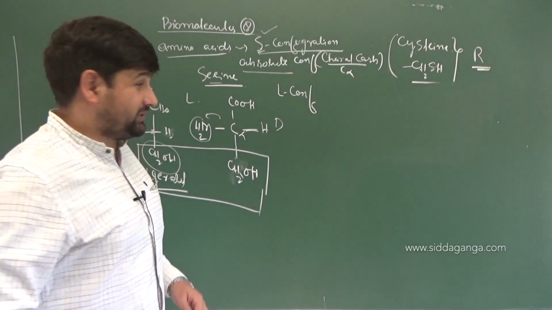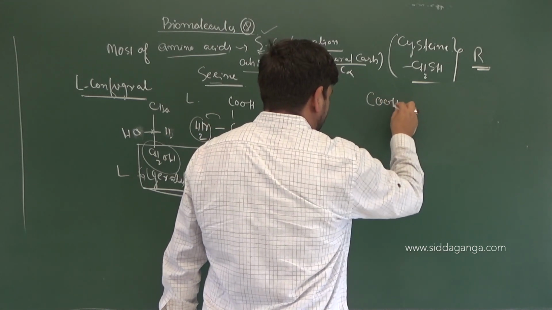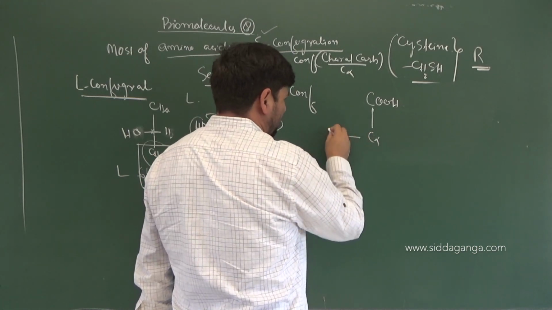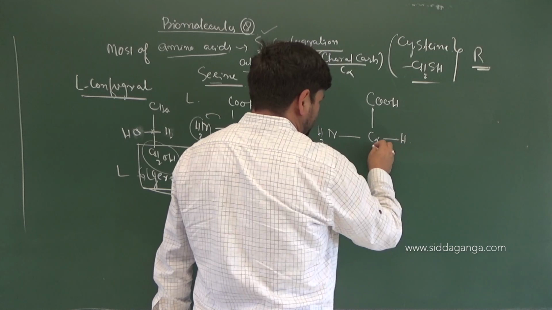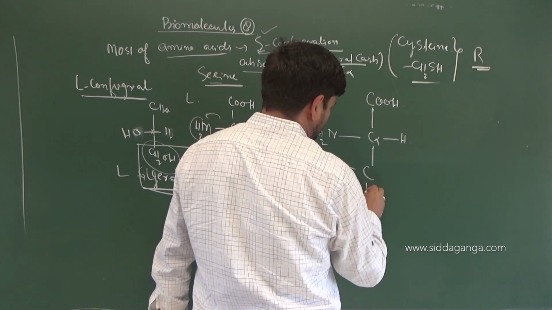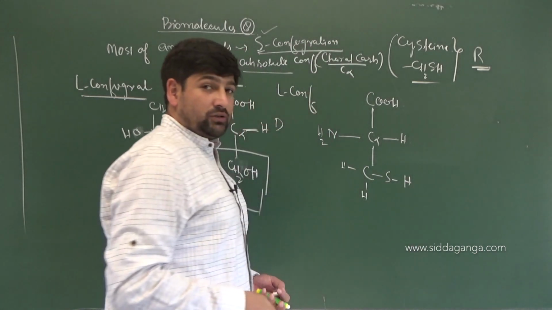And I made it clear yesterday as well. What is the group here? So we have carboxylic acid, correct or not? Technically attached to what? Alpha carbon. Then you have got NH2 group. Then you have attachment of which one? Hydrogen. Then you have side chain, which is CH2SH. Got it?